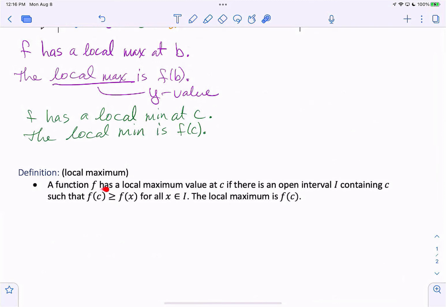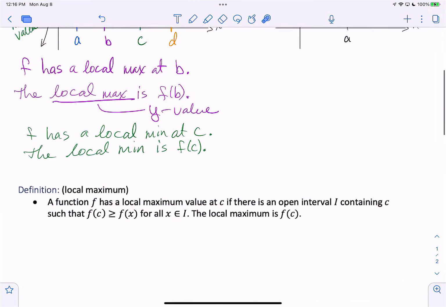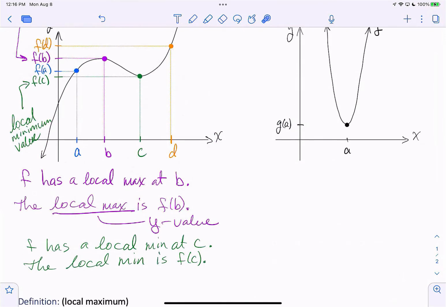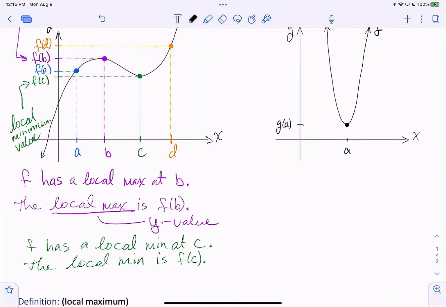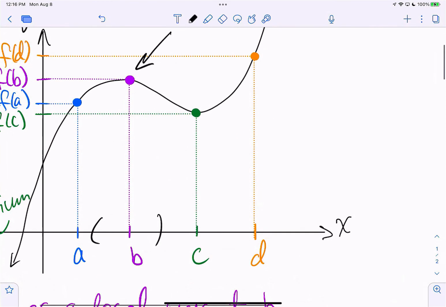A function f has a local maximum value at c if there is an open interval I containing c such that f of c is greater than or equal to f of x for all x in the interval. Let me say what that means here. I know that said c, and here we're talking about b. I'm sure you can handle that. And what we're saying here is that the function value f of b is a local maximum because I can identify an open interval around b, that's both sides of b, such that for all of those x values, the inputs are not bigger than f of b.